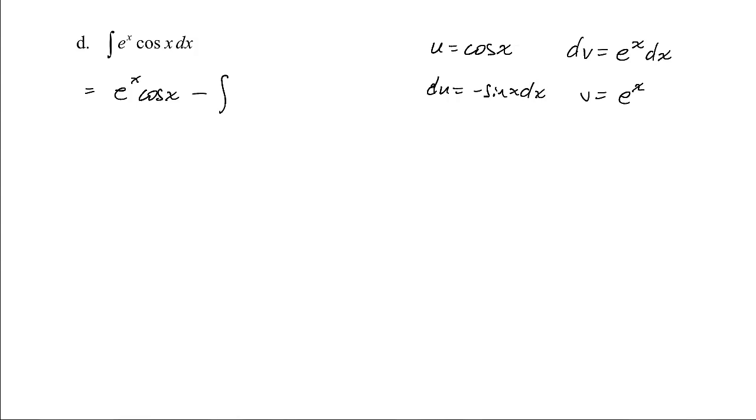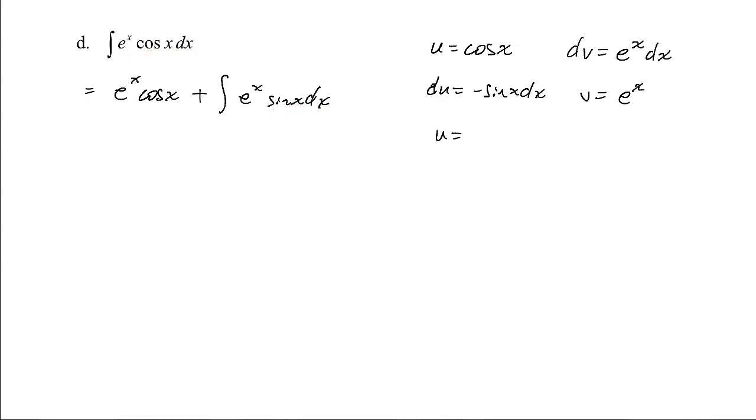Beautiful. So this would be uv, so e to the x cosine x minus the integral of v du. Since I have a negative here, I'm going to go ahead and factor it out, make that a positive. V du, so e to the x sine of x dx. Well, that didn't get me really anywhere. I mean, it's kind of the same deal. It's just now sine instead of cosine. So let's just try it again.